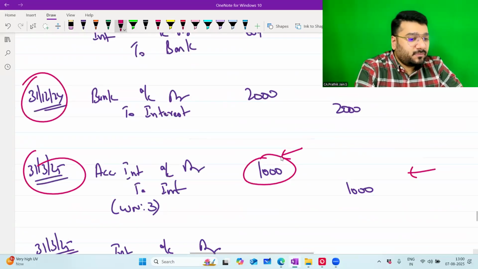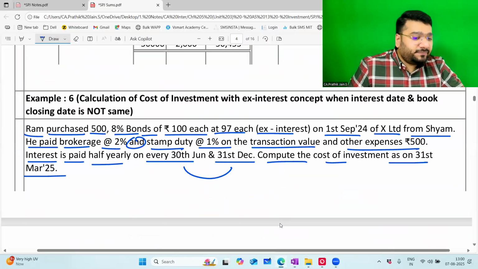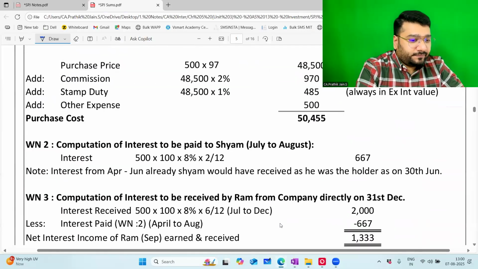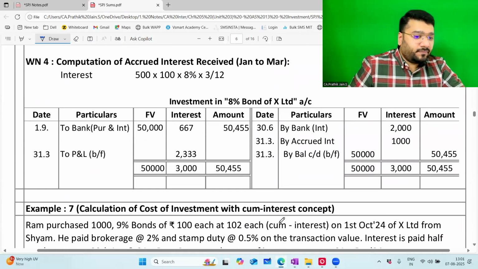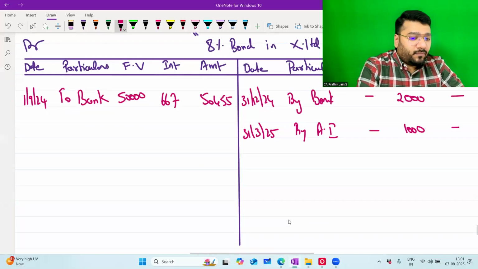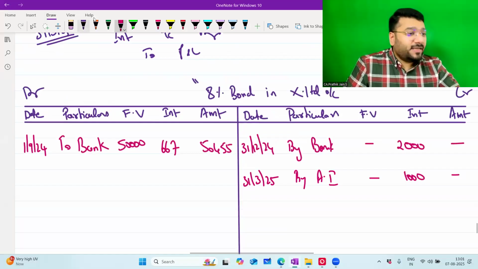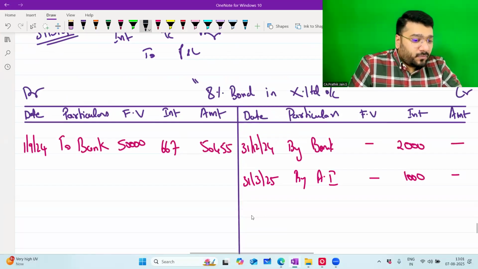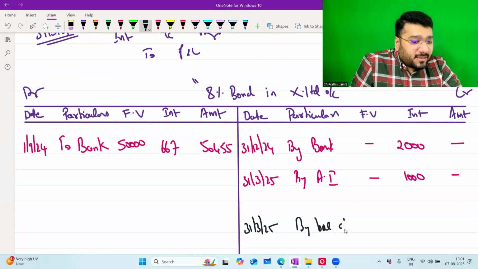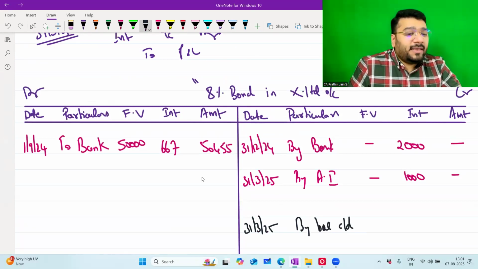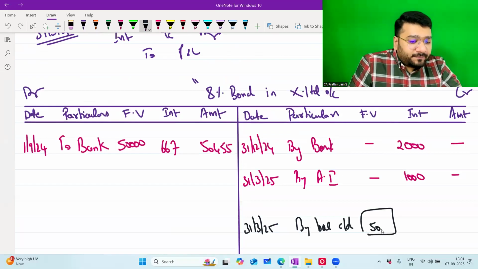Then what happens? Balance directly. Which one do you have to balance first? Investment, okay. 31,325 by balance carried on. Face value 50,000 on debit, nothing in credit. 50,000 only here. And for investment is same. Debit is 50,455, nothing in credit. So same value will come.